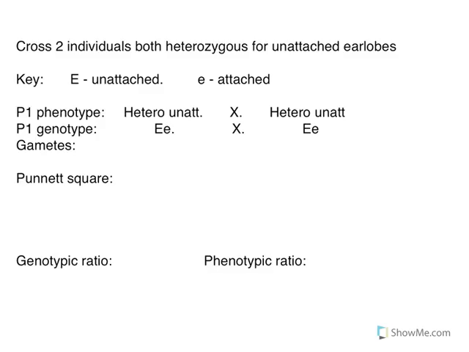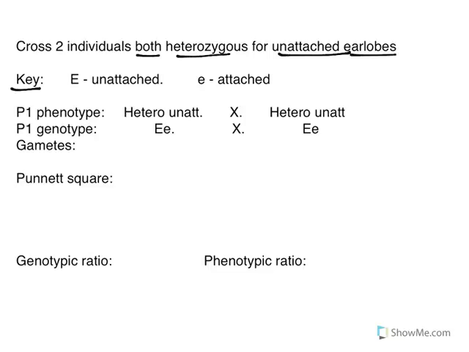Okay, so if we're crossing two individuals that are both heterozygous for unattached earlobes, the first thing you have to do is make a key. Decide what letters you want to use to represent the traits. As we had in the previous screen, capital E will represent the dominant trait, unattached. Lowercase e will represent the recessive trait, attached.